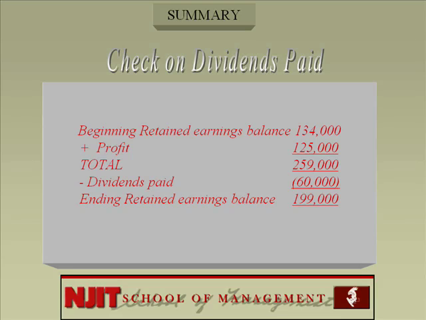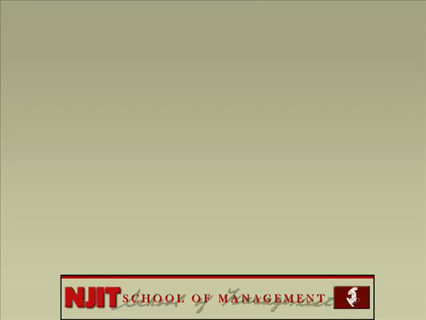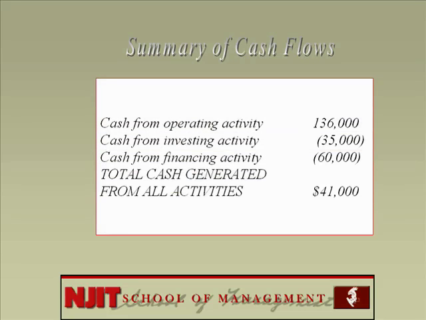I'm going to take you back. Dividends paid was 60. And now I'm going to take you forward to a summary of cash flows. Here it is. Operating 136, investing negative 35, cash from financing negative 60. So the cash generated from all activities is 41, and you know it's right because when you add it to the opening balance of 22, you get 63, which is what's on the balance sheet, 63. If you had any other answer and it didn't correspond to the cash balance in the balance sheet for 2003, you know you made a mistake.